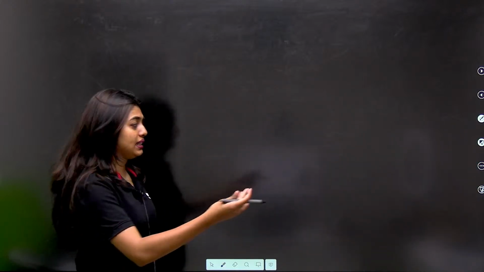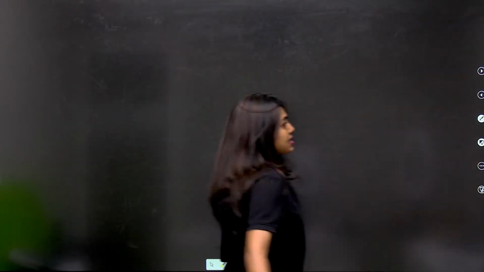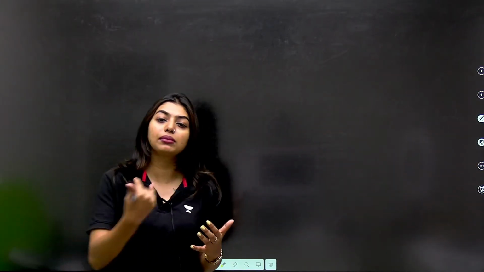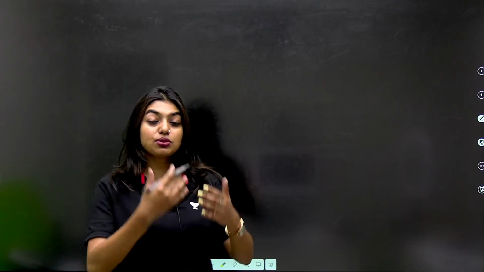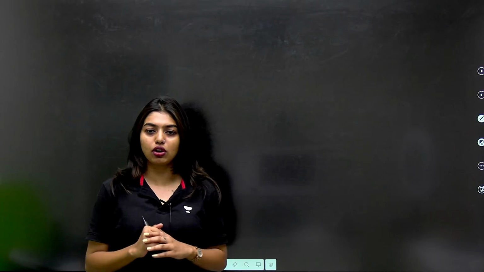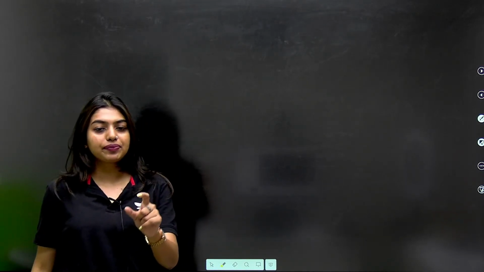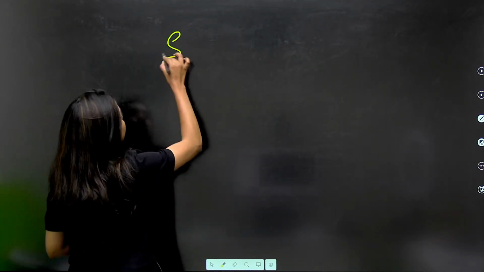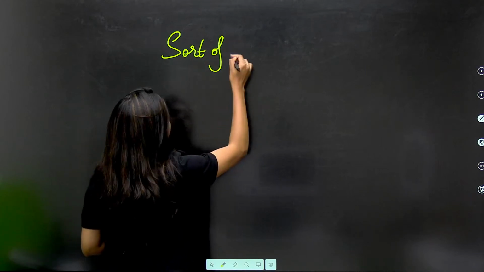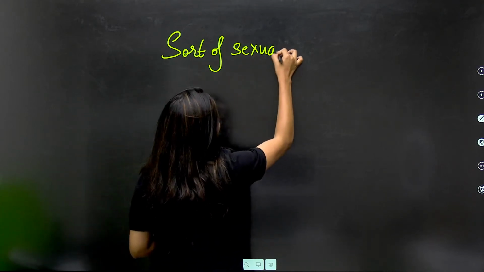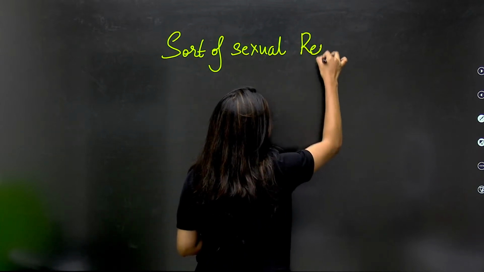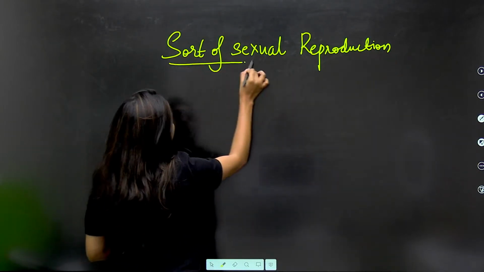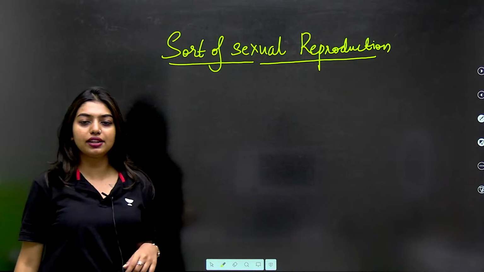But since sexual reproduction is absent, does that mean that bacteria cannot have variation? Bacteria has never developed from the stage it was found? There is no variation at all? Can you say that? In your NCERT, there is a statement called sort of sexual reproduction. Can you all open your textbook? If you find this statement, tell me.